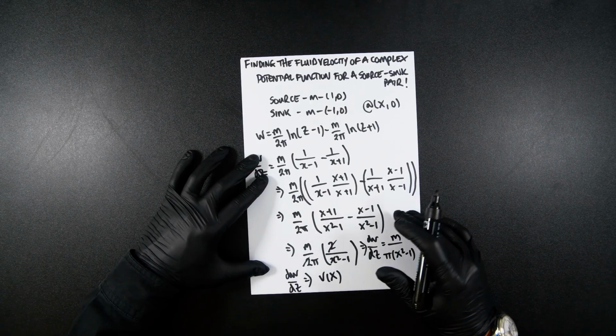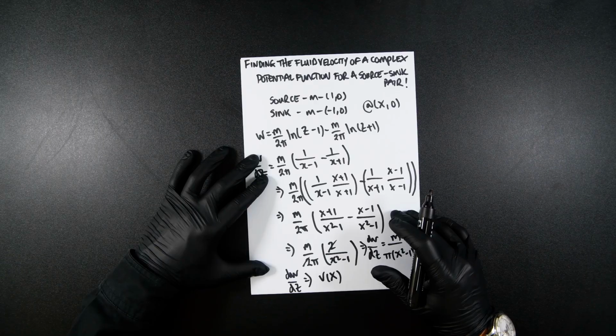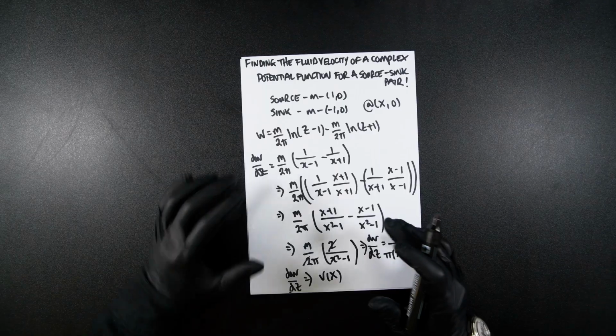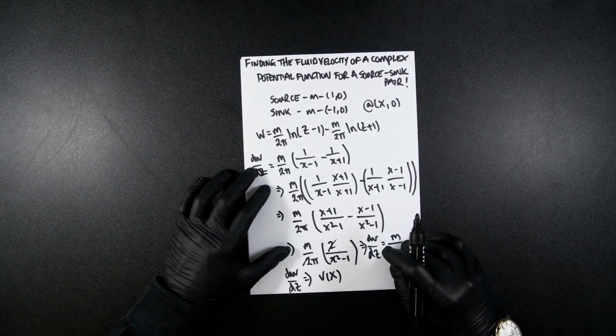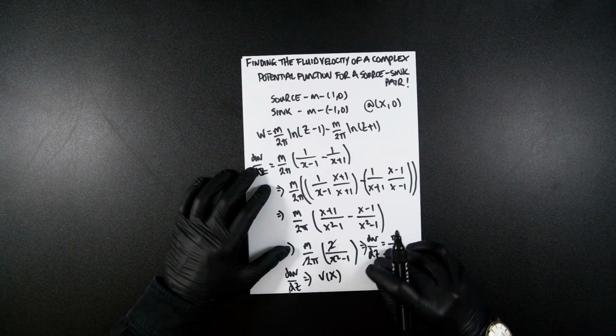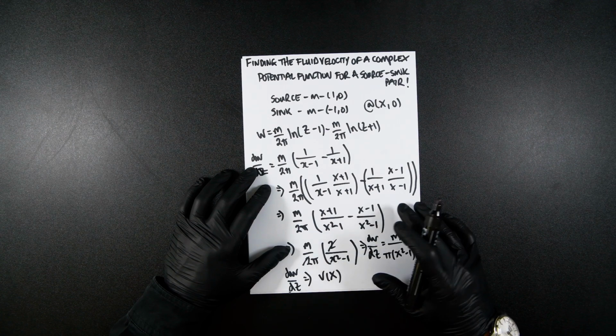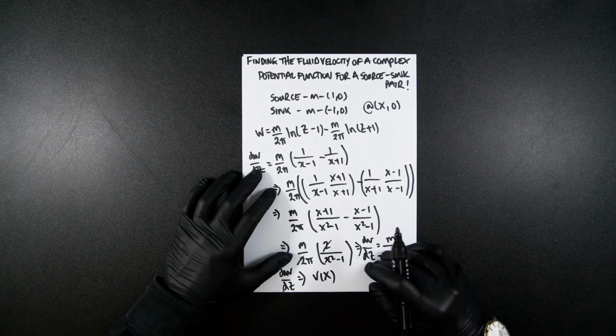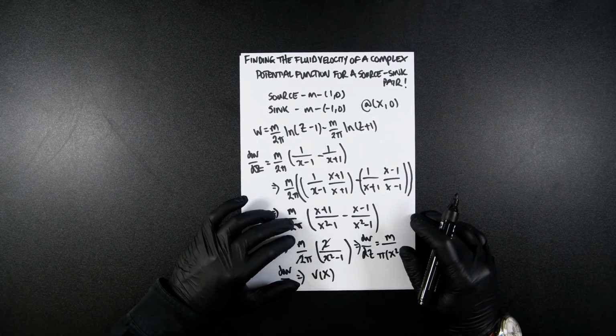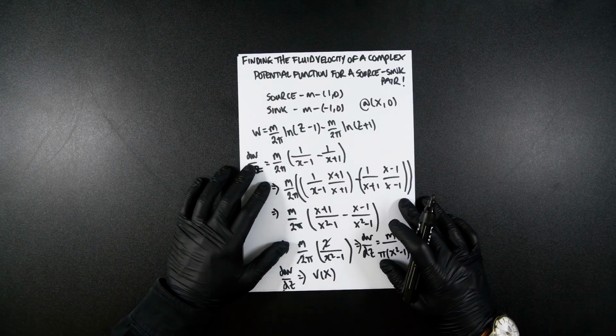And this solution is for the complex velocity, but since we're evaluating along the x-axis, y equals 0, the flow is purely real and horizontal, and this expression gives the magnitude and direction of the velocity in the x direction. So anyway, if you ever turn on your tap or sink, you know what's going on.